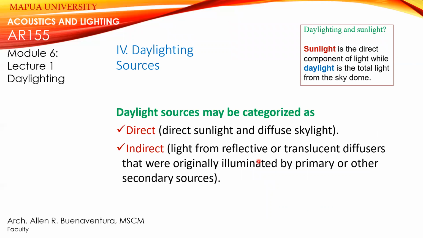So the daylighting sources, okay, daylighting sources may be categorized as direct light or indirect light. So direct light is direct sunlight and diffuse light, and indirect light is from the reflective or translucent diffusers that were originally illuminated by primary or other secondary sources. So those are the indirect lights.